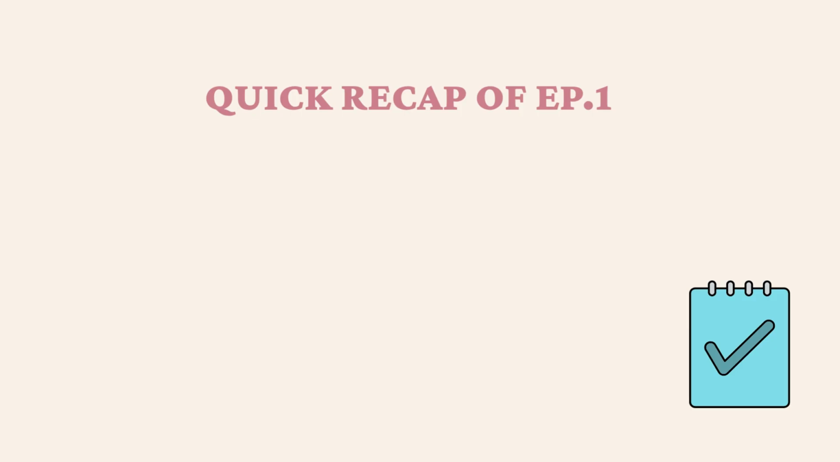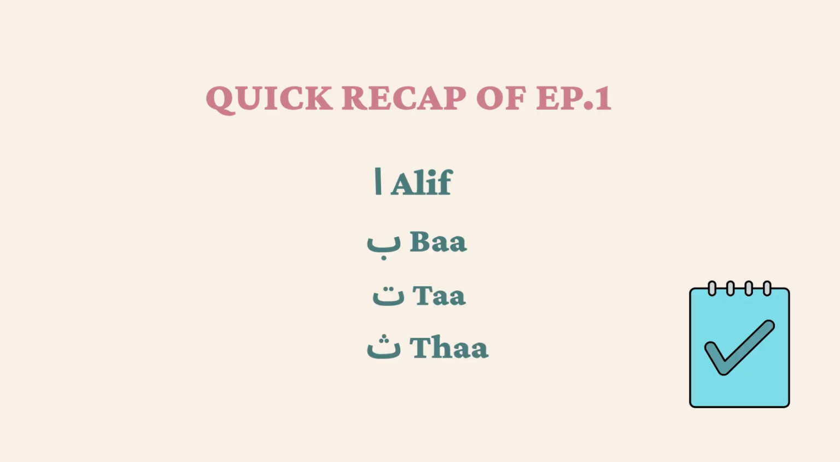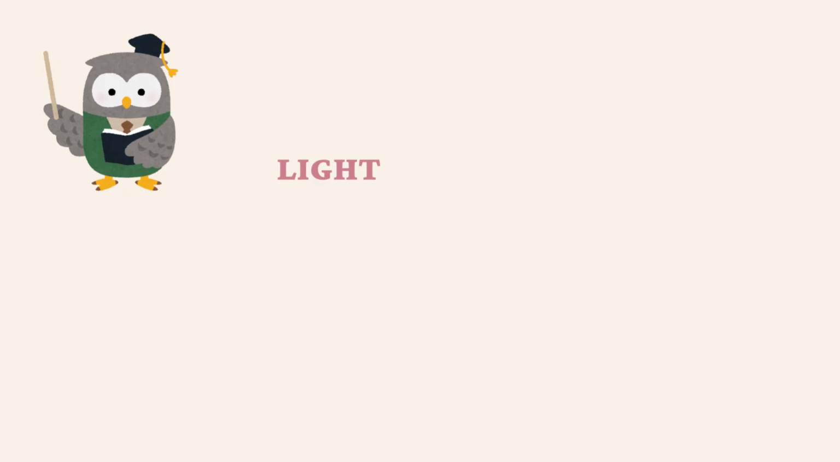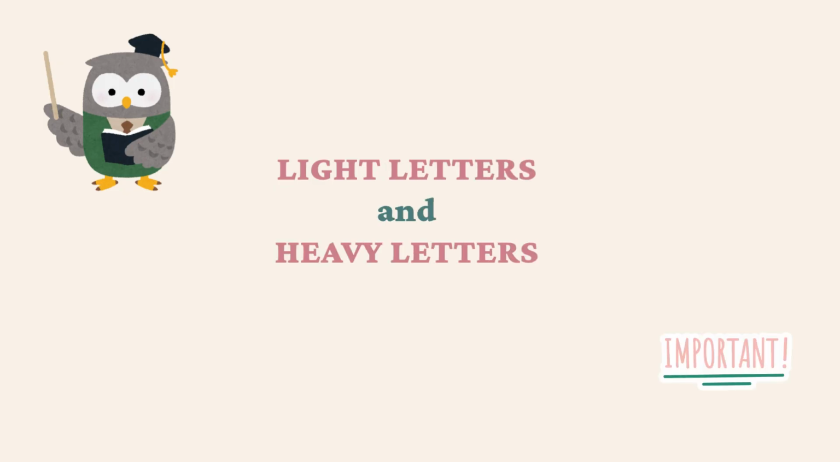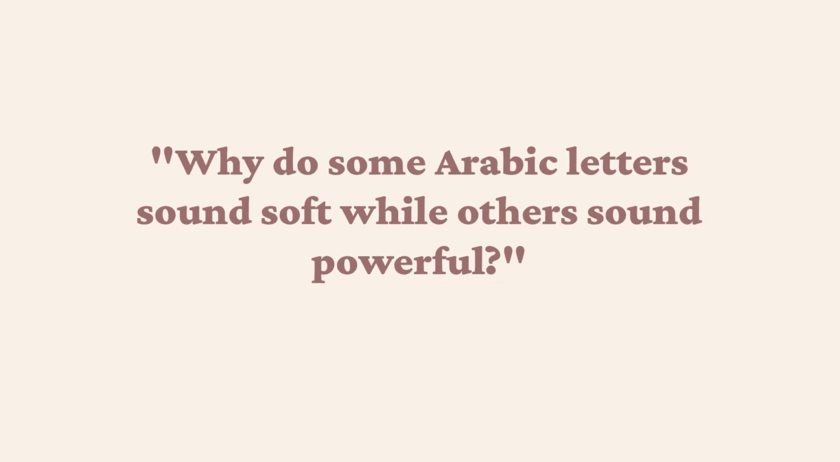In episode 1, we learned the first 4 Arabic letters: Alif, Ba, Ta, and Tha. Before we learn new letters, let's discover why some Arabic sounds are different. In this lesson, we'll learn what light letters are, what heavy letters are, and why they are important in Quran recitation. When listening to Quran recitation, have you noticed that some Arabic letters sound soft, while others sound deep and powerful? Today you'll learn the difference between light and heavy letters.